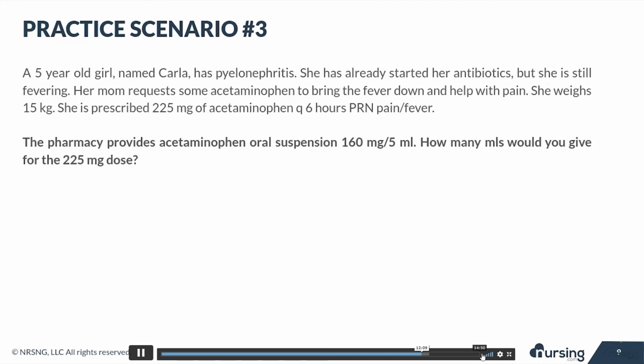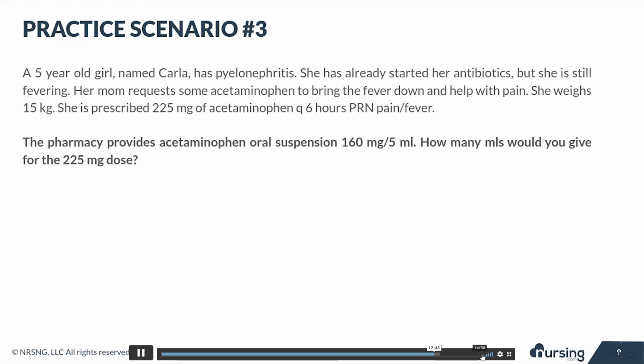Okay, our next step for scenario 3 when we're taking care of Carla is we have to calculate an actual amount of medication that we're going to give. So the pharmacy provides us an acetaminophen in an oral suspension that is 160 milligrams per 5 mLs. So in every 5 mLs of the medication, there are 160 milligrams. So this is that extra step I mentioned earlier on. We need to calculate how many milliliters we need to give for her to get the 225 milligram dosing.